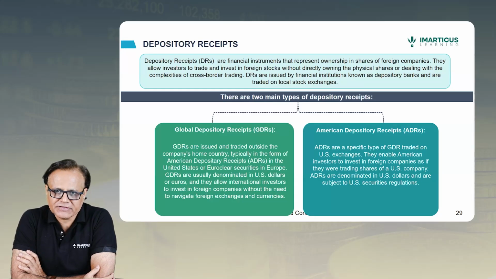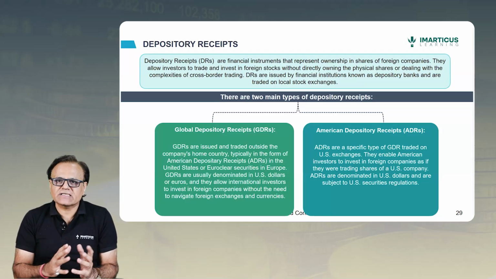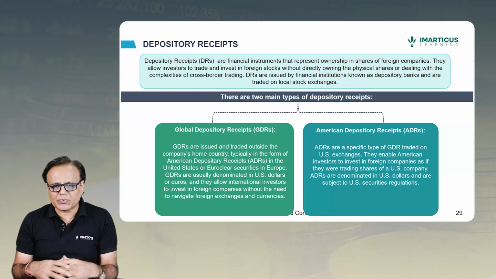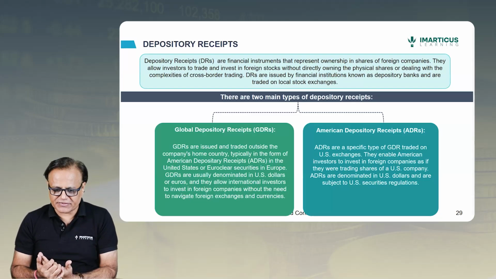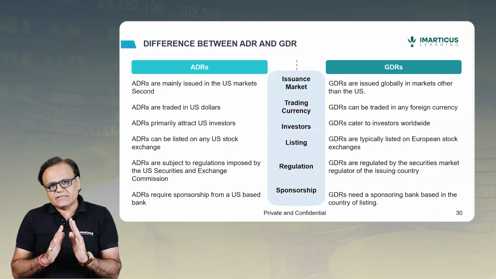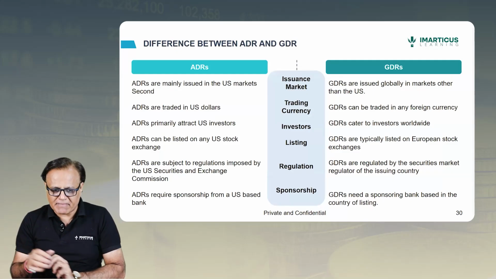One is the global depository receipts and the other one is the American depository receipts. Now global, as the word suggests, these are issued and traded outside the company's home country, but not in the US. If it's US, it will be called American depository receipts. If it's anywhere else, say Europe or Asia, it would be global depository receipts. Now, let's try and differentiate between the two apart from the fact that it's America or non-America.